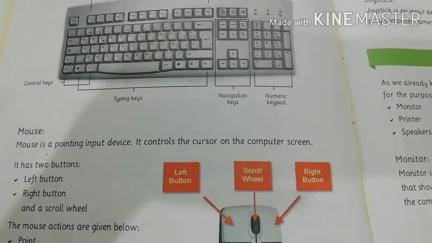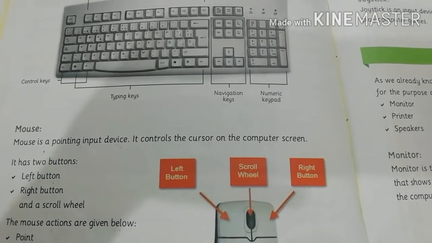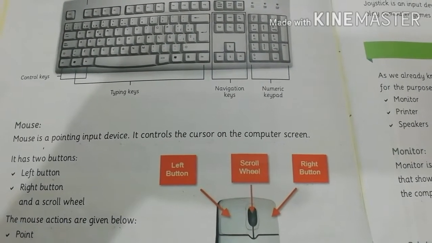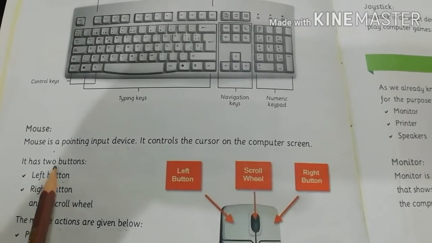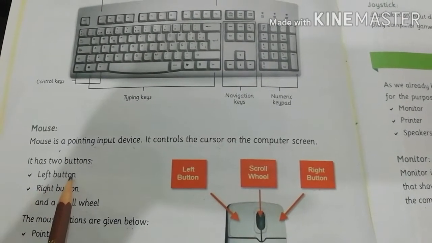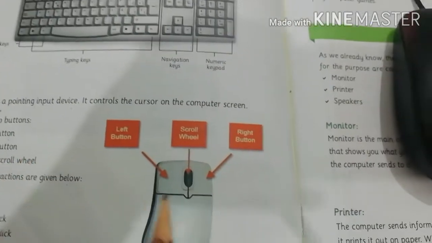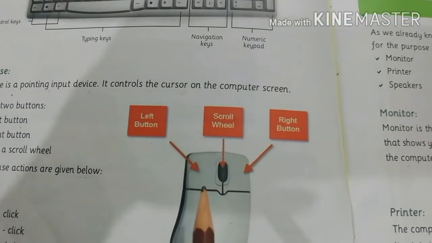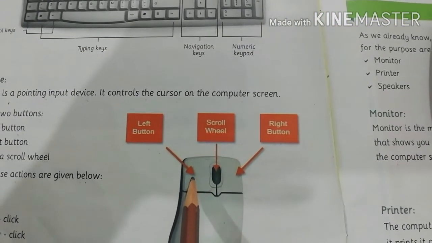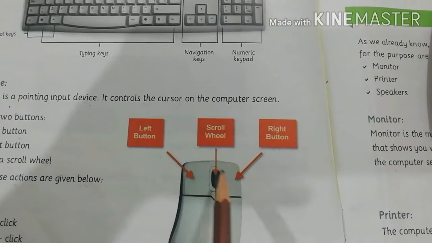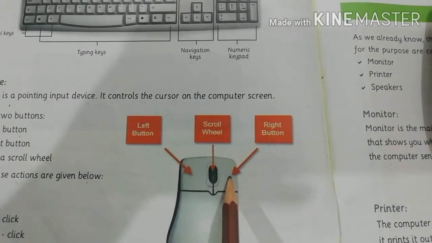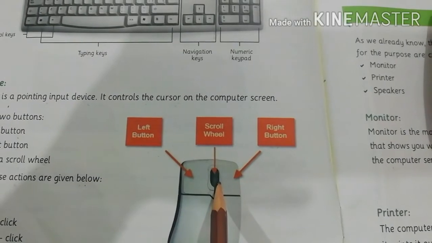Dear students, we already know that mouse is an input device. It controls the cursor on the monitor screen. It has two buttons, left button, right button and a scroll wheel. Dear students, this side of the mouse is left button and this side of the mouse is right button and the center is scroll wheel.